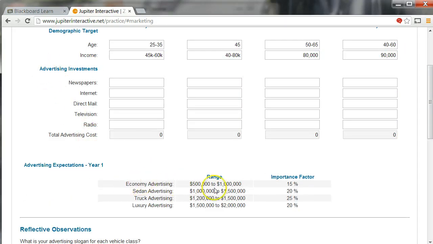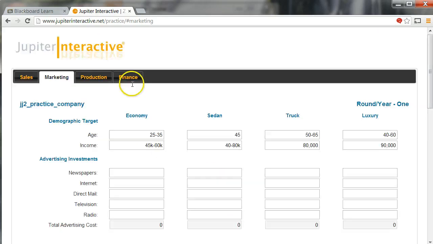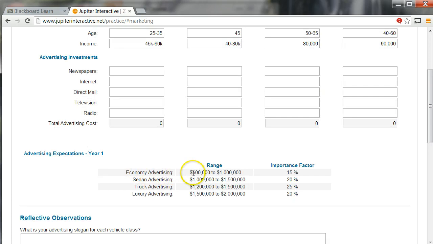Now, this is important: the advertising investment. Here I have a range. This is the expected range of the industry, what people are going to spend. For the economy class vehicle, the expected advertising cost per company is $500,000 to $1 million. So how do I know where to advertise? Oh, Professor Nugent mentioned the student user guide. Maybe I should check that.